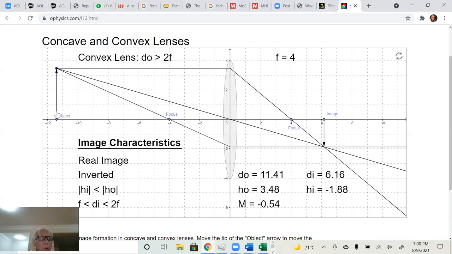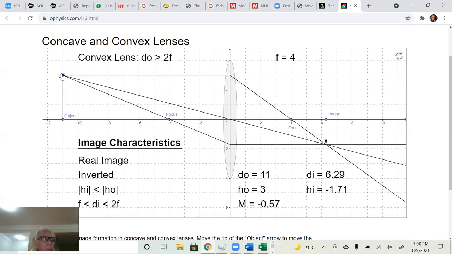If you want to know where the image of a given object is formed behind the lens, you position the object like an arrow like that, okay? At a given distance. Here you go. This object has 3 units of height. 1, 2, 3. And it is positioned at a distance of 11 units. To the left is negative, to the right is positive. The optical axis runs from the left to the right. Here's the origin of your axis.